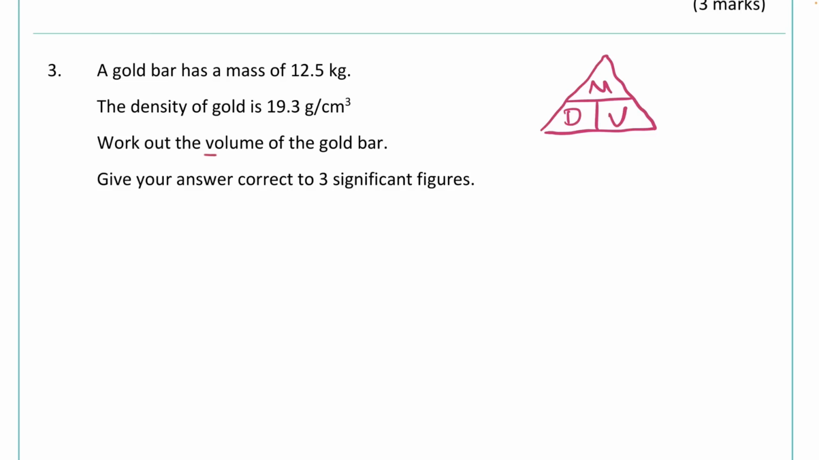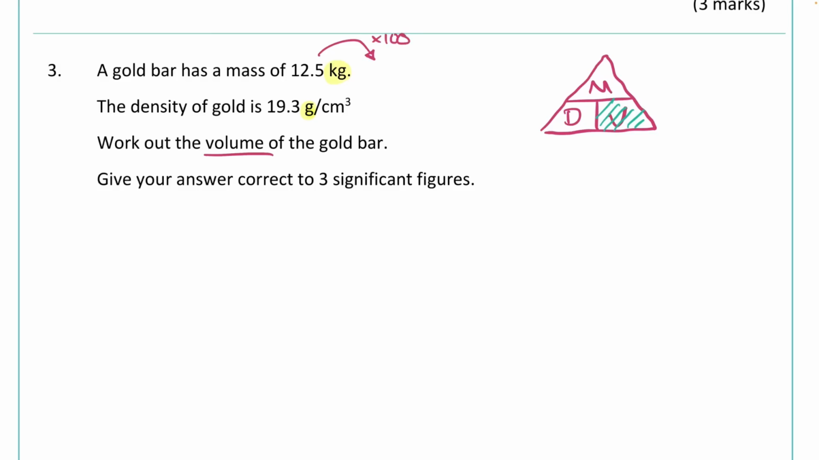Now here it wants us to work out a volume. So if we cover up the volume and essentially rearrange our formula, it is the mass divided by the density. The only thing that you need to check is that the units are the same. So for our mass, we are given kilograms, and our density is given in grams. So we want to convert this into grams, and remember, the word kilo means 1,000.